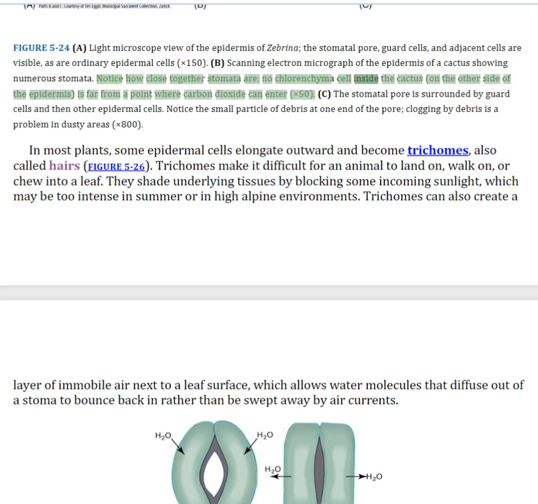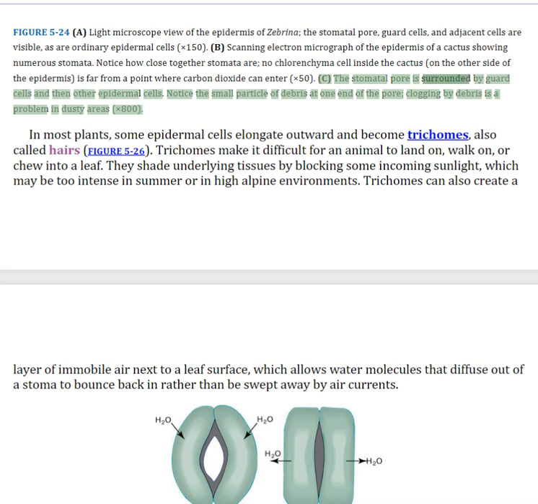No chlorenchyma cell inside the cactus is far from a point where carbon dioxide can enter. The stomatal pore is surrounded by guard cells and then other epidermal cells. Notice the small particle of debris at one end of the pore. Clogging by debris is a problem in dusty areas.